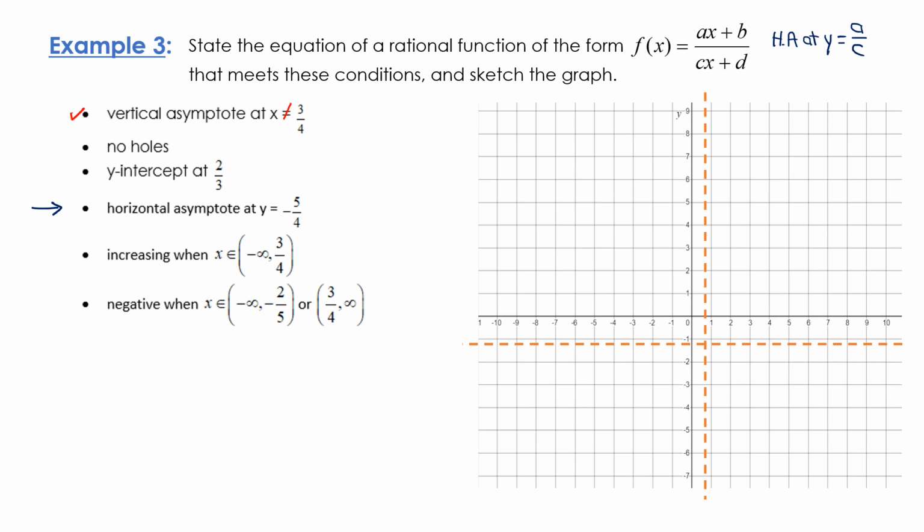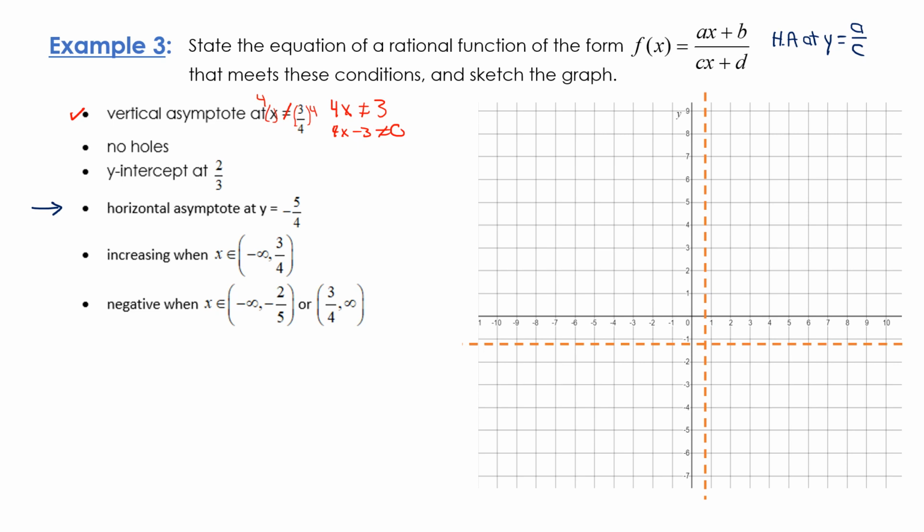So let's reverse engineer this. I'm going to do the opposite operations. I'm going to multiply both sides by 4. So if I multiply this by 4, I get 4x cannot equal 3. Bring the 3 over, and I get 4x minus 3 cannot equal 0.